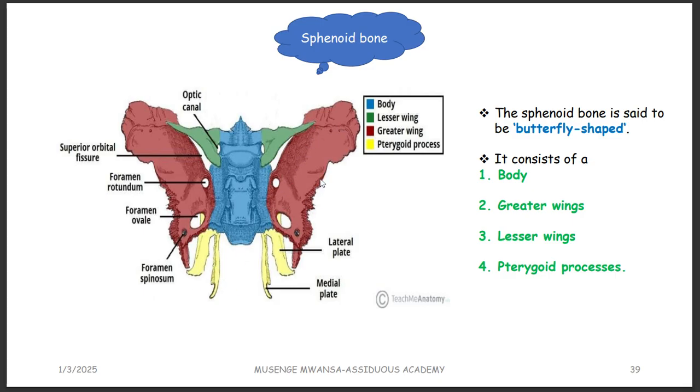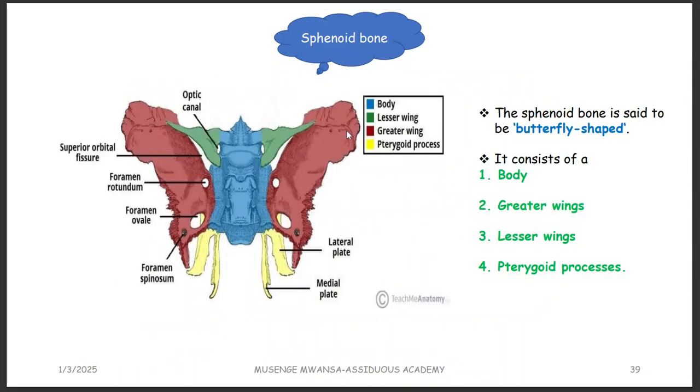The greater wing, what you need to take note is that it has got three main canals or foramina: the foramen rotundum, the foramen ovale, and the foramen spinosum. I said you can use the mnemonic, simple numeric ROS. If you want, you can put an E at the end, but there's no E, right? R-O-S. You need to know the order of these canals. The first one is the foramen rotundum, then foramen ovale, and then foramen spinosum.